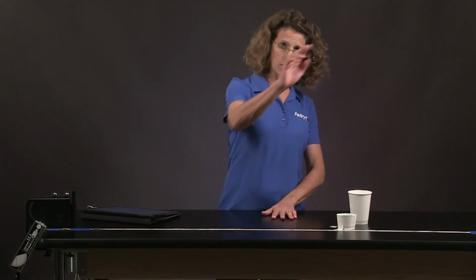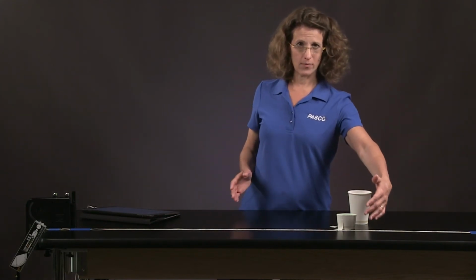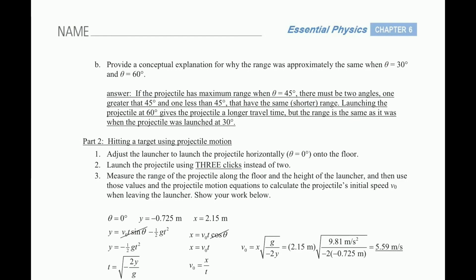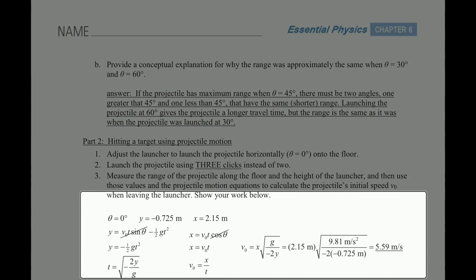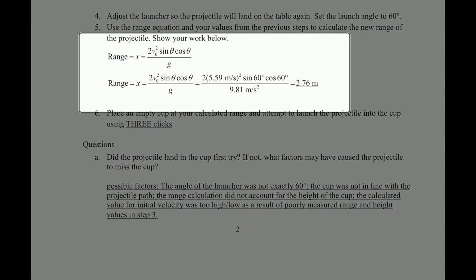First, students will launch a ball horizontally across the room and onto the floor, and then measure the range of the projectile and the height of the launcher above the floor. Using these values with the equations of motion in the x and the y direction, students calculate the ball's initial speed. And then they will calculate the expected range at 60 degrees. The teacher key and the lesson PowerPoint both demonstrate these calculations.